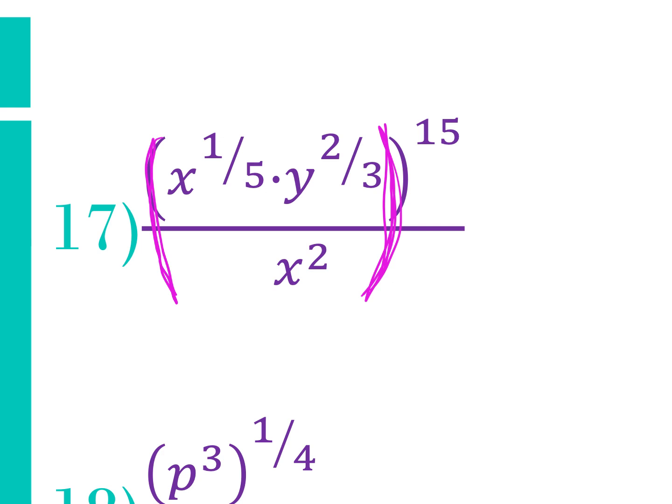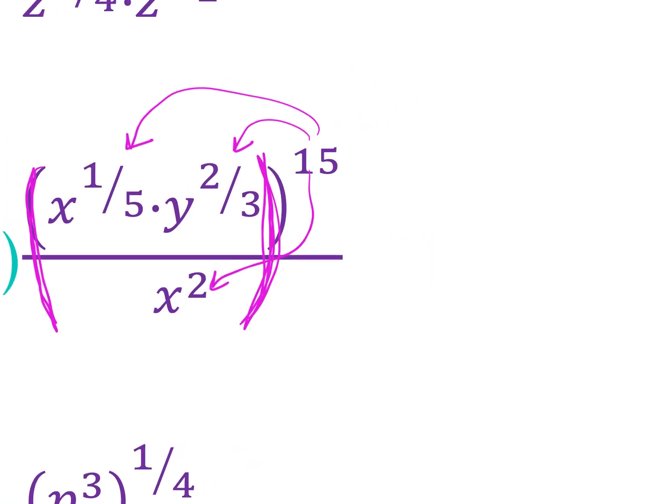Okay, I have all of these exponents. I have letters and I have exponents, but it's all raised to a power, correct? Where does that 15 go to? Everything, it's going to come here. Where else is it going to go? To the y, and where else? To the x on the bottom.